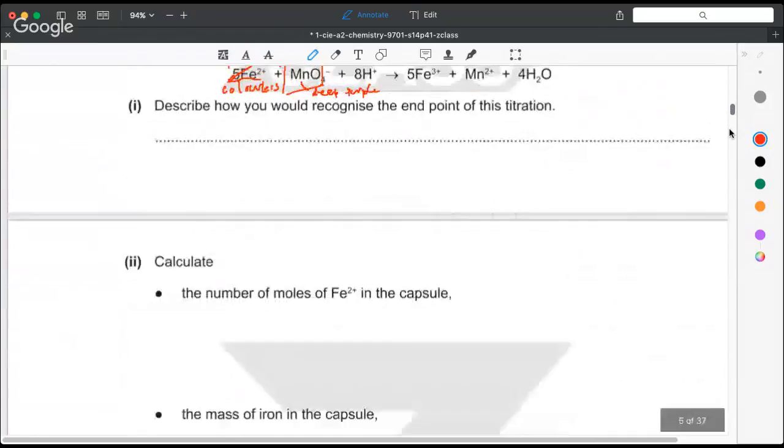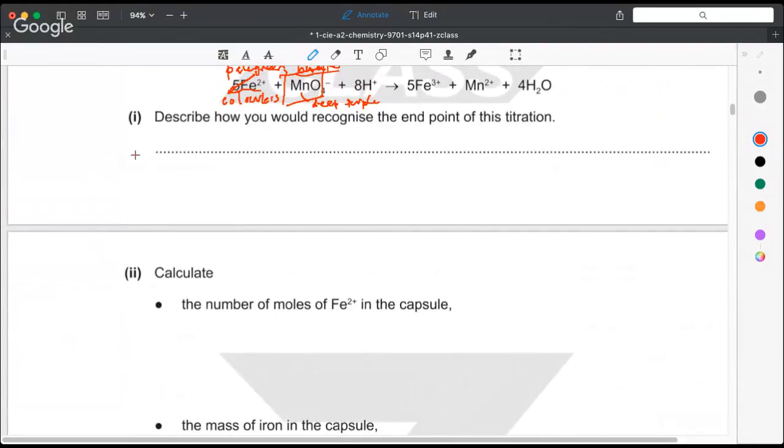All right. Okay, we've got some nice calculations to do now. It's pretty easy marks here. So they've given us this equation, haven't they, of 5. I hope you can see my writing there. And you've got the manganate that you're running in. You've got some acid in there as well. And we've got a 5-to-1 stoichiometry between the iron and the manganate. And that's going to Fe3+ over here, and the manganese 2, and some water.